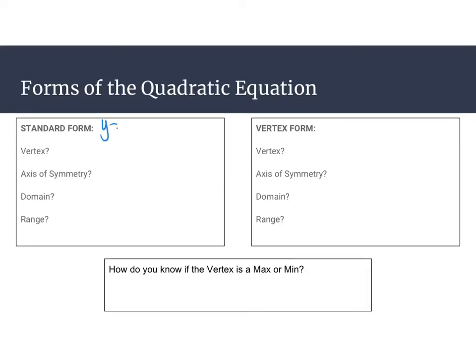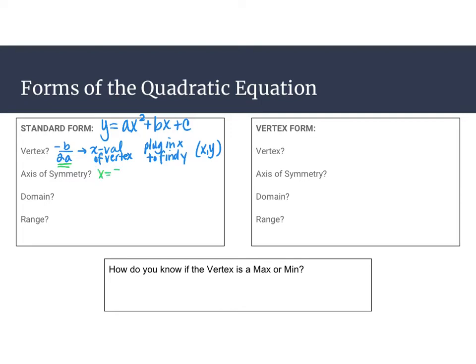First is the standard form, which is y equals ax squared plus bx plus c. In standard form, you can get the vertex by doing negative b over 2a. That gets you the x value of the vertex. And then you will plug in x to find y. And remember, vertex is a point, x comma y. So again, you get the x value of the vertex by doing negative b over 2a.